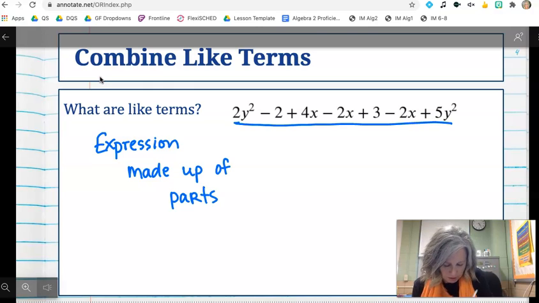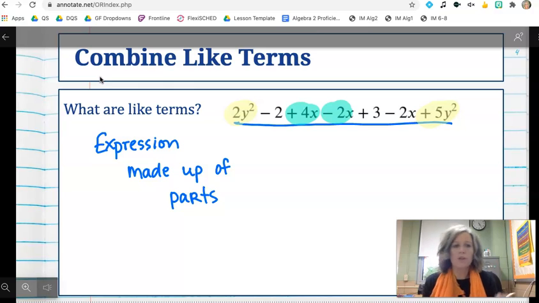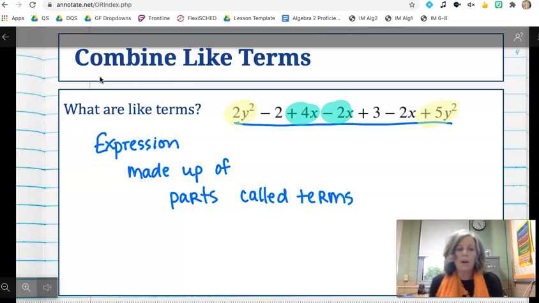And those parts, okay, so this is a part, and this is a part, and this is a part, and this is a part. Those are all parts. Parts is parts. And those parts are called terms. So all of the little pieces in this expression are called terms. And so we have to learn what it means to combine them. So like there's some terms.